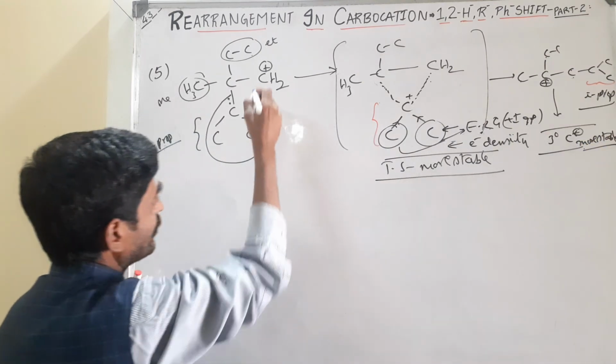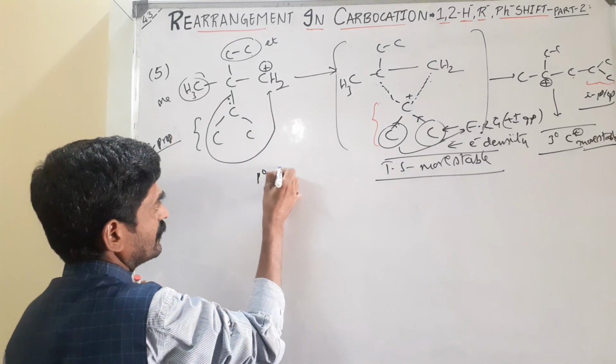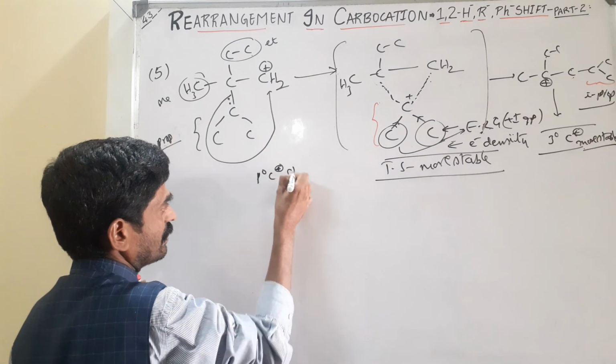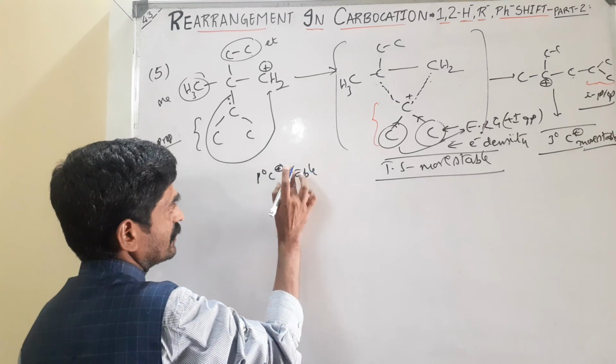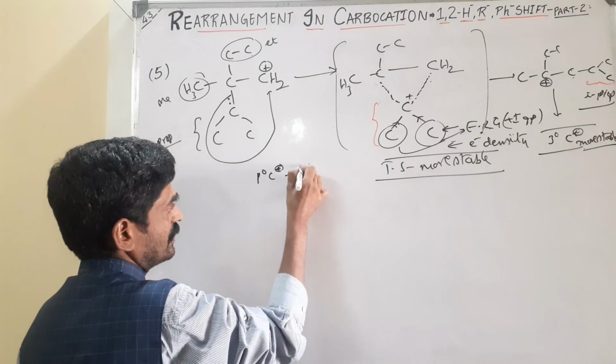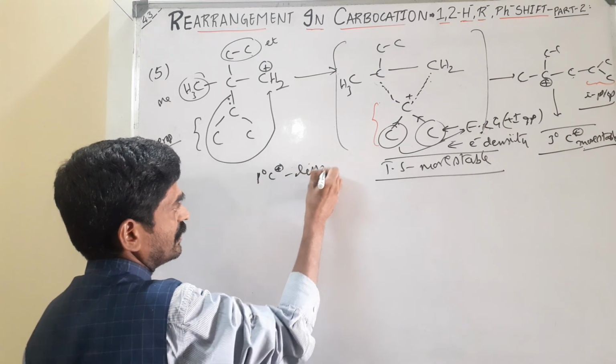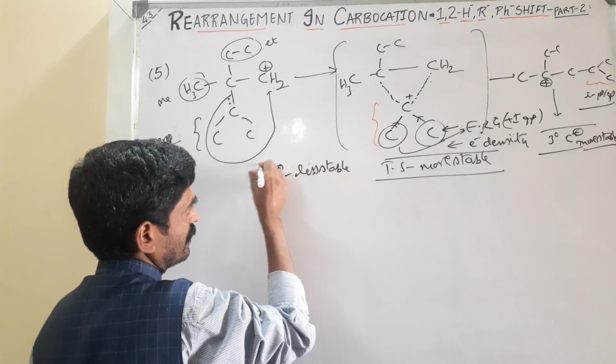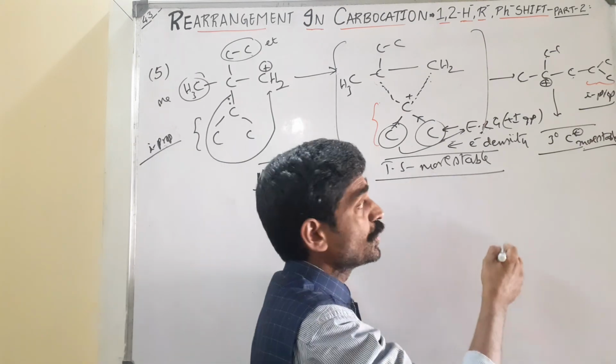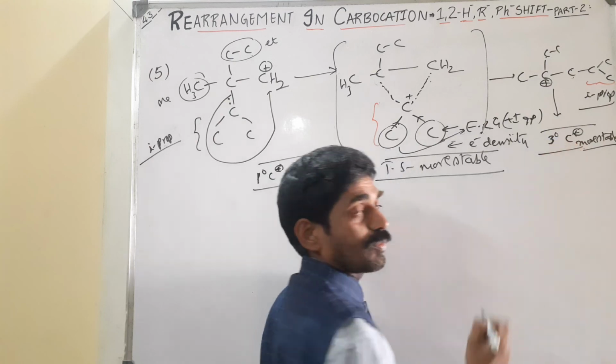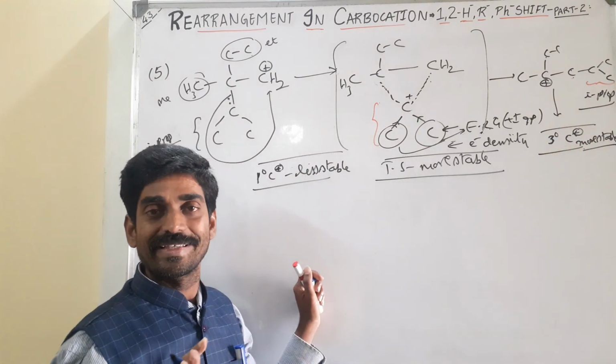But what was there before? A primary carbocation was there. This formed primary carbocation is less stable, my dear student. This less stable carbocation is converted into a more stable tertiary carbocation. Is it clear, every one of you?